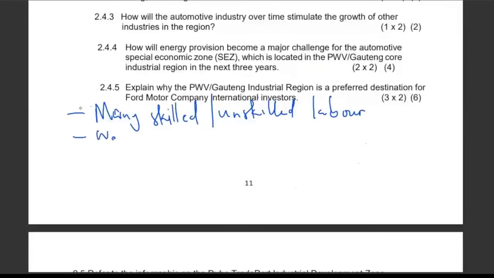Then you can also look at well-developed infrastructure. The infrastructure is well developed and well maintained. The road networks, the railway networks, even if we need to do business by linking with air, we can also link effectively. There's well-developed infrastructure.